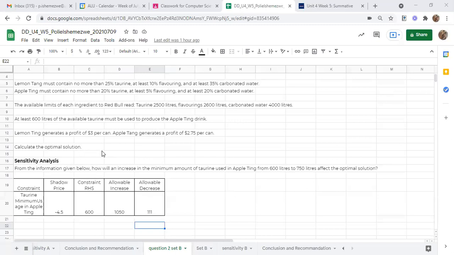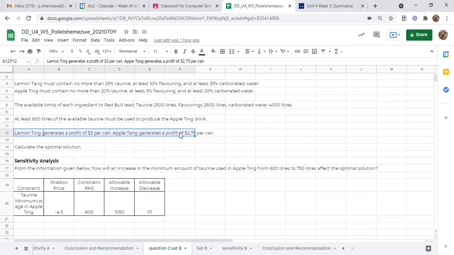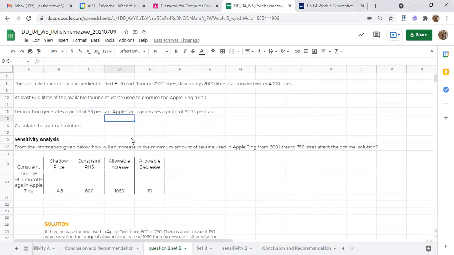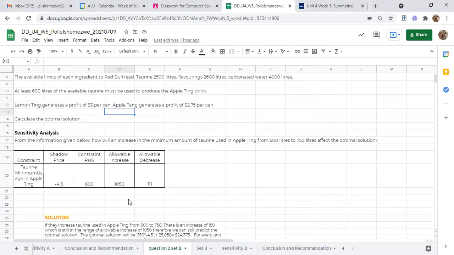For this question, the lemon tang and airporting drink generates a profit of $3 for lemon and $2.75 for apple. And thus we have our objective to maximize the profit.